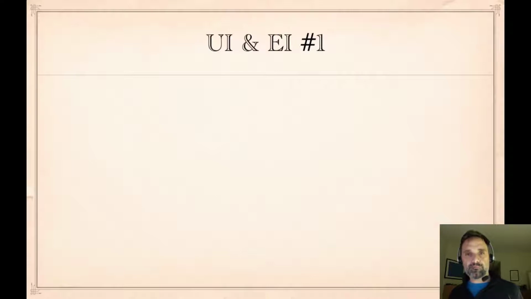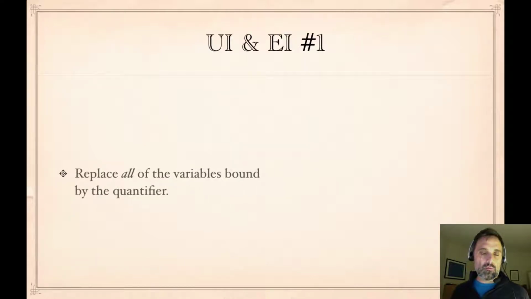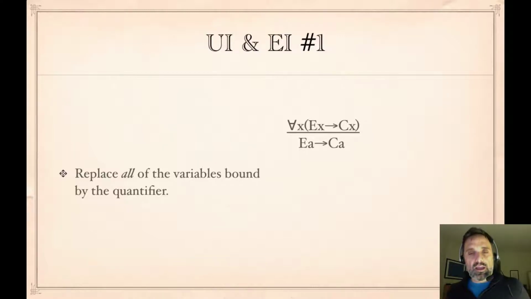So, okay. Here's the first restriction: you have to replace all of the variables that are bound by the quantifier. So suppose I have for all x, if Ex, then Hx. Every emu chirps. So here's an okay instance: if Alfred is an emu, then Alfred chirps. Now, maybe he's not an emu, but if he is, then he chirps. This is a good use of UI.